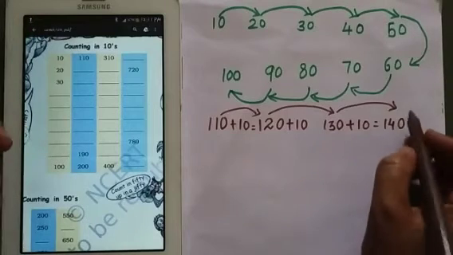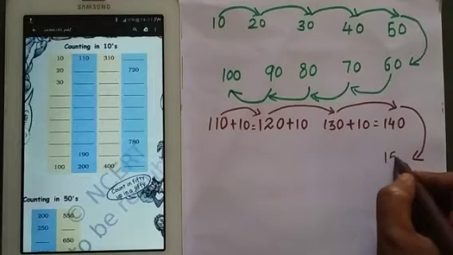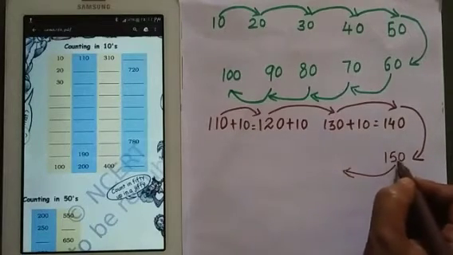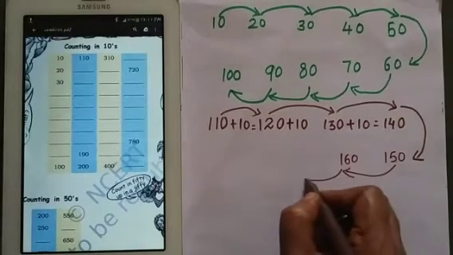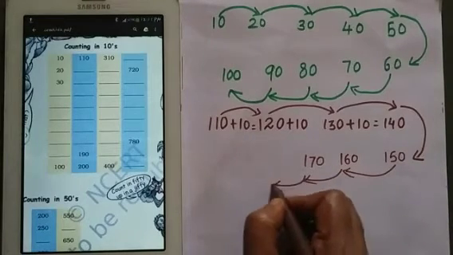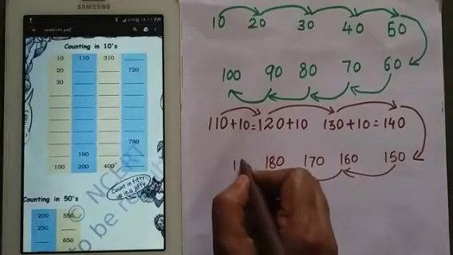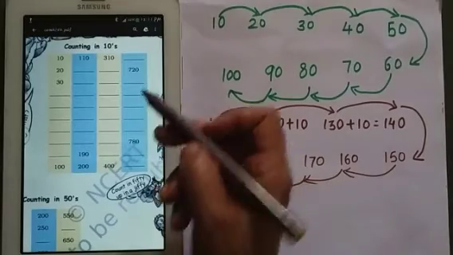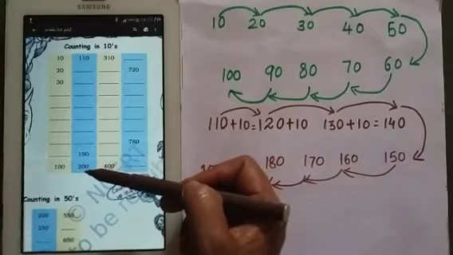140. In same way, you have to add 140. Then which number will come? 150. After 150, add 10 numbers, children. That is 160. Add more 10 numbers here. 170. Then 180. After that 190. And after that last one, that is 200. In this way you can complete this counting in tens.